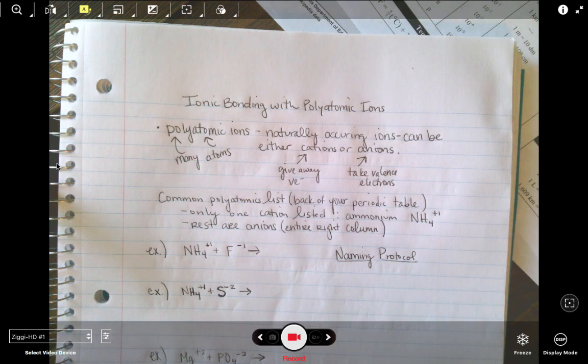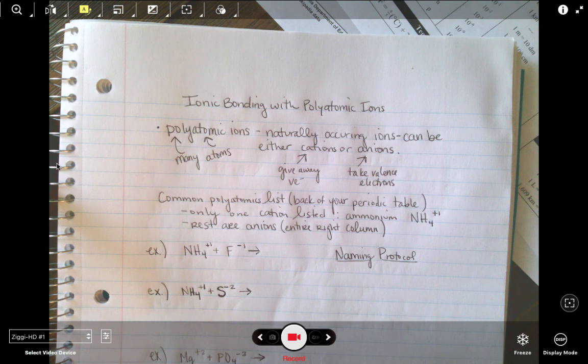We're going to be talking about ionic bonding with polyatomic ions. So what is a polyatomic? Poly means many or more than one, and atomic is atoms. So we're dealing with many atoms put together in the form of an ion. These are naturally occurring, and they can be either cations or anions.